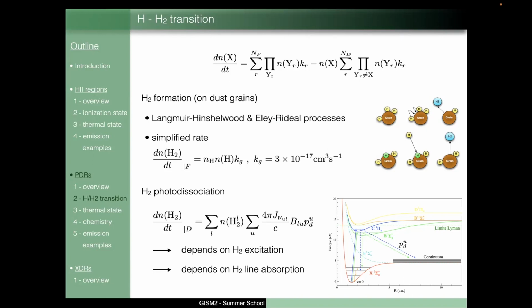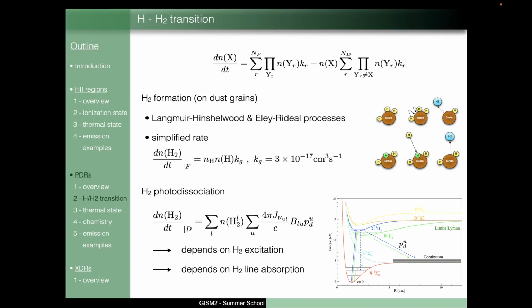This part describes the number of collisions between a hydrogen atom and a grain. And this rate here is a constant that has been deduced from the observation of H2 in the 1970s, which has this value. So it's just for simplification, but in the models, everything is treated very carefully.